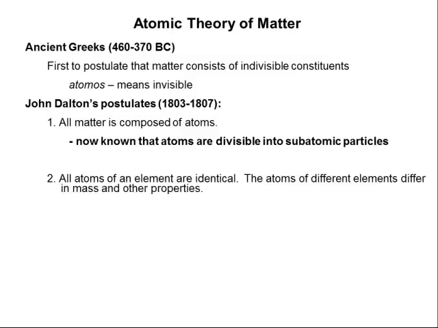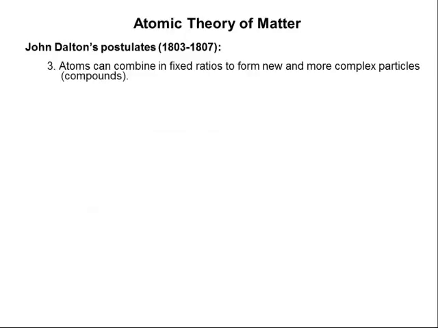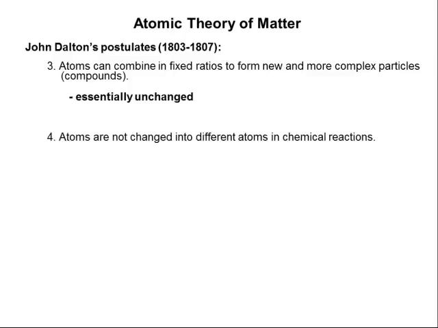John Dalton also said that all atoms of an element are going to be identical, and the atoms of different elements are going to differ in mass and other properties. This still holds fairly true, other than we now know that we have isotopes of elements. With isotopes of elements, the isotopes contain different numbers of neutrons, and therefore they have different masses. He also said that atoms can combine in fixed ratios to form new and more complex compounds. He was pretty spot on with that one. That one's essentially unchanged.